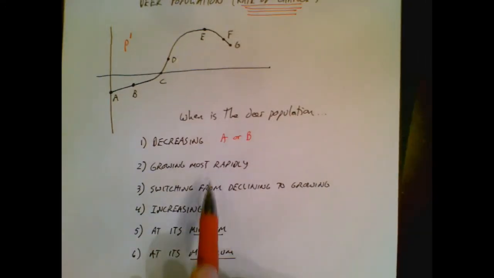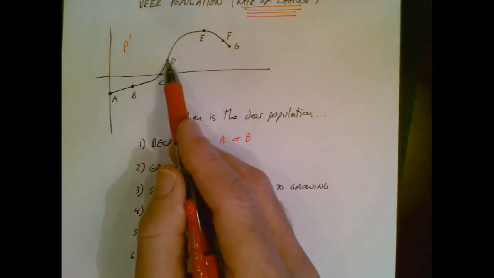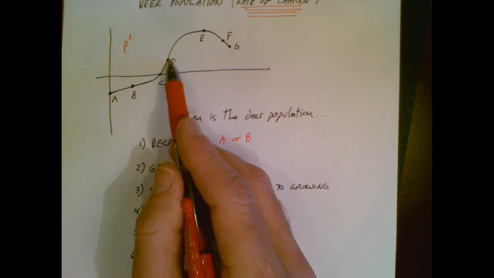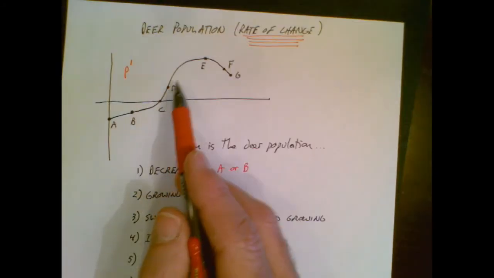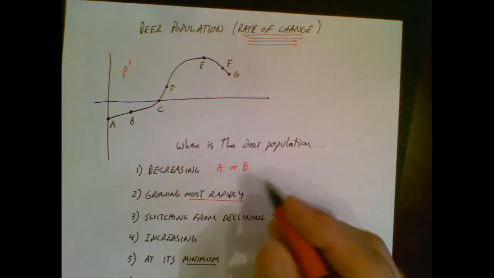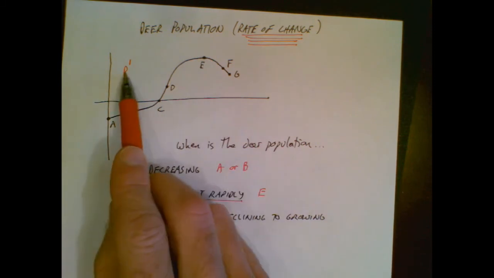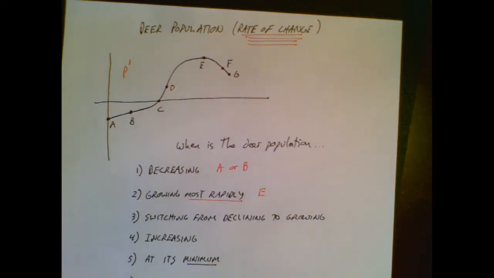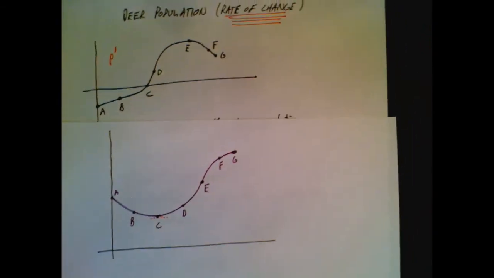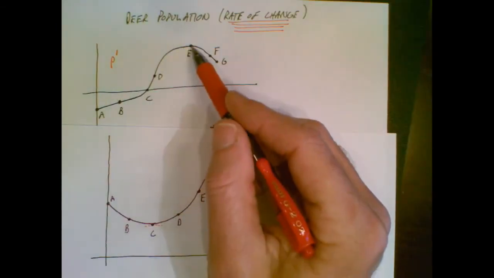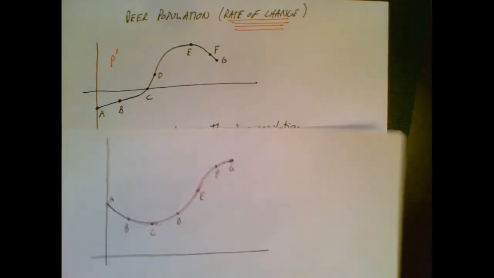When is the deer population growing most rapidly? You're tempted to say D because D is a very steep location on this graph, but because this is a rate of change graph, the greatest rate of change occurs at E. At E, my derivative is the greatest, which means the deer population would be growing at the greatest rate. Greatest y value on the derivative, steepest spot on the graph.